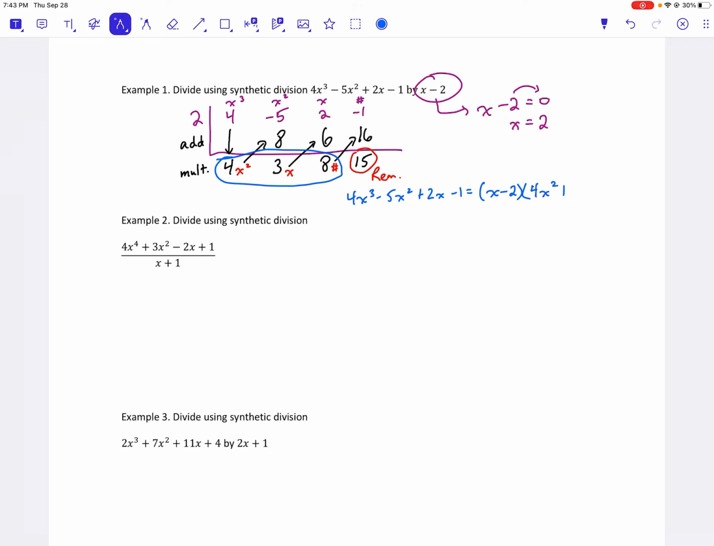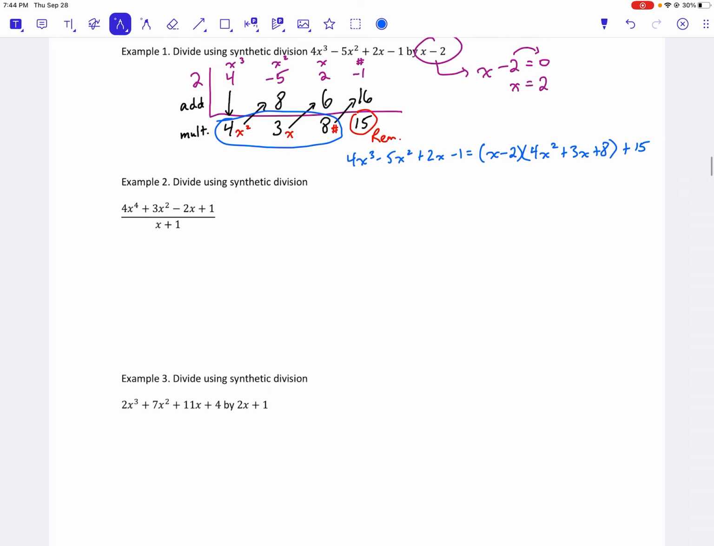4x squared plus 3x plus 8. And our remainder was 15, so we have plus 15 on the outside. And there we go. That is it factored, a lot quicker than doing it with long division.